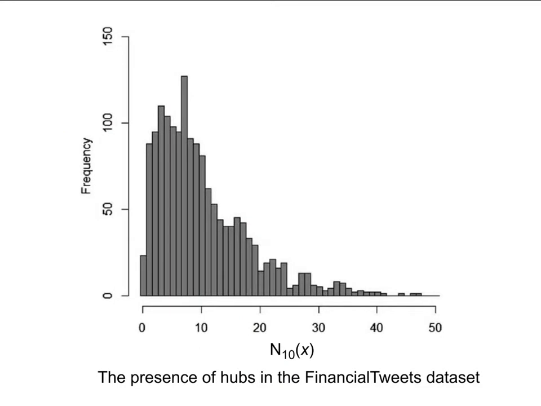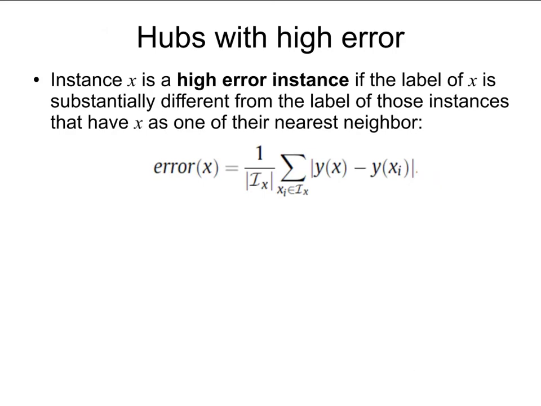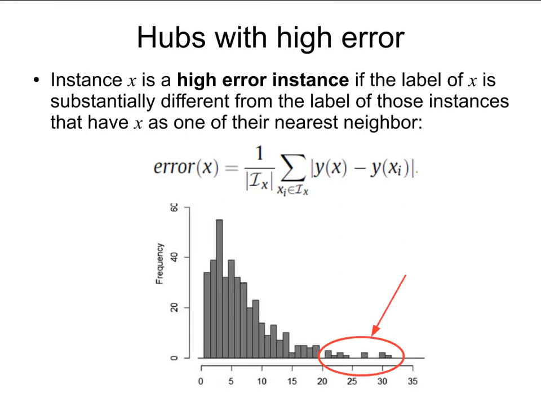The question is how such plots look in case of real data. This is what you can see in this slide. Most importantly, hubs are present in real data as well. A hub may be particularly harmful for regression if its label is substantially different from the labels of those instances for which this hub appears as one of the nearest neighbors.